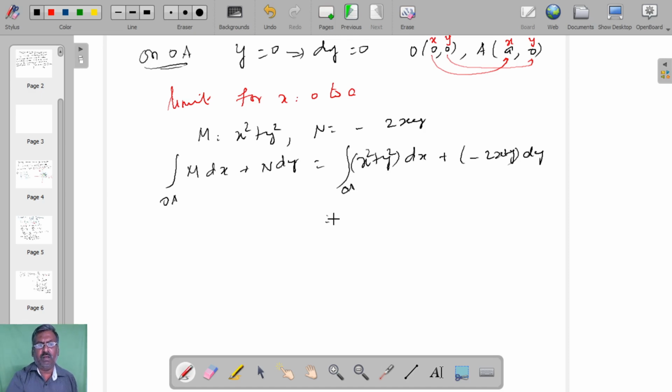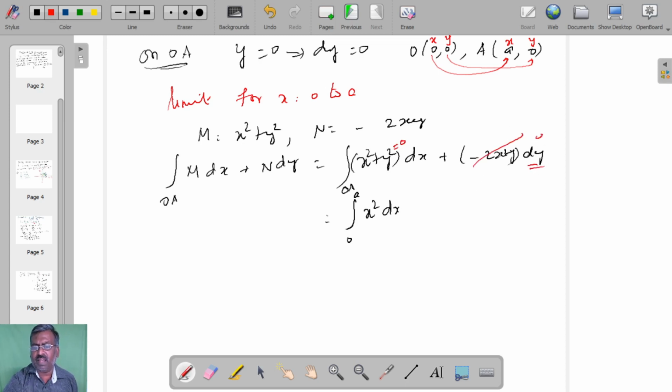Now apply all the above limits here. The limit is from 0 to A, and we have y equal to 0 and dy equal to 0. So here apply y is 0 and dy is 0. So remaining we get x squared into dx, because the y value is 0 and dy is 0.